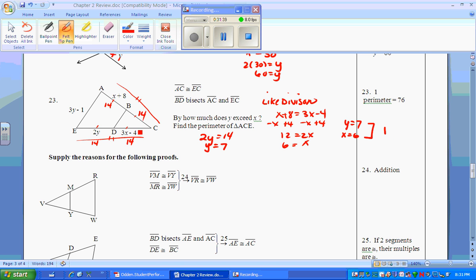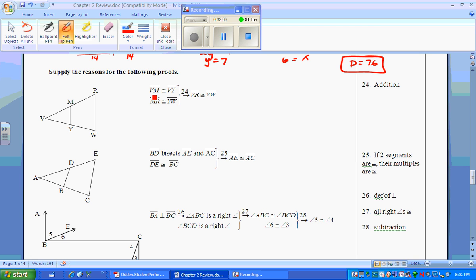We want the perimeter. Well, that piece is 14, and this is y, so we get 3 times 7 minus 1, so that's 20. Add up all of these pieces here, and the perimeter ends up equaling 76.